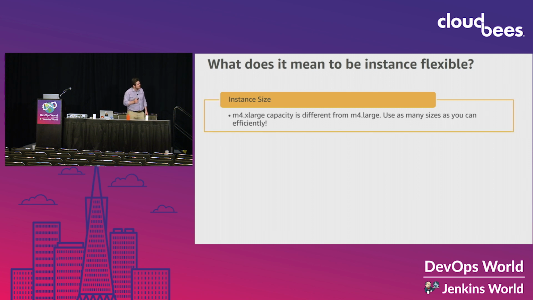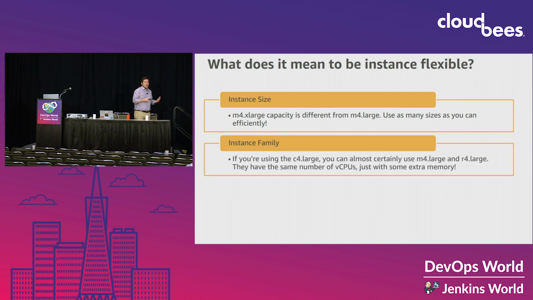So what does it mean to be flexible? Every instance size is completely independent. So if you say, is the M4 extra large capacity different from the M4 large capacity in US East 1 availability zone A? Yes, they are separate capacity pools. So when I'm talking about instance flexibility, it doesn't necessarily mean T2s and X1s. It could just be M4 larges and M4 extra larges.